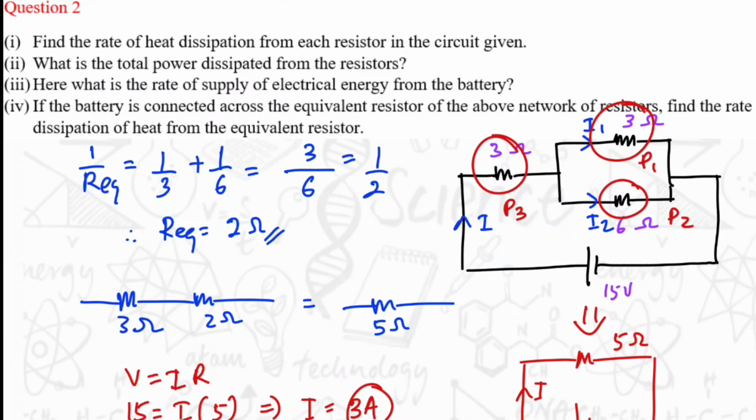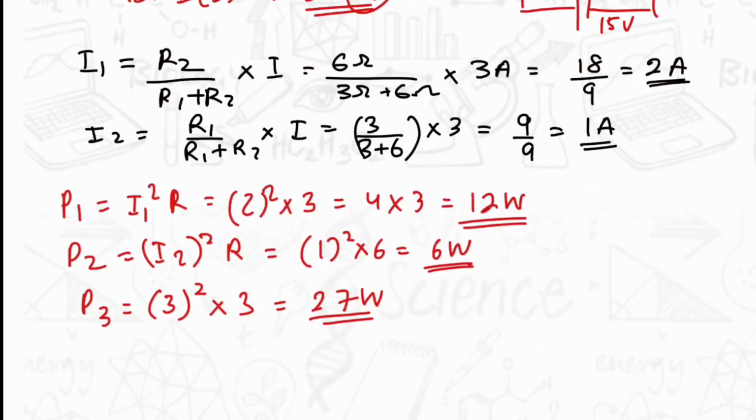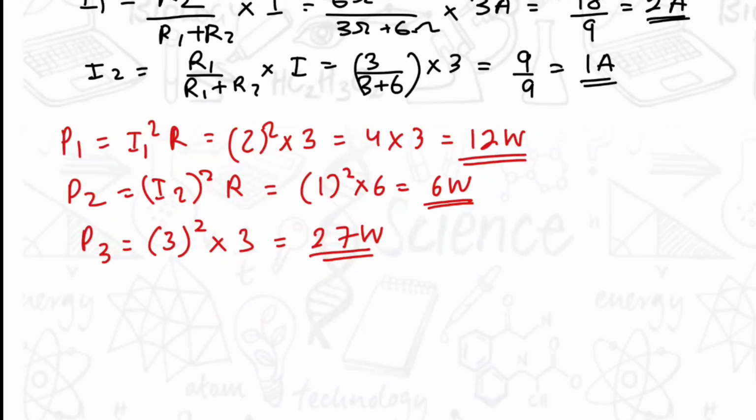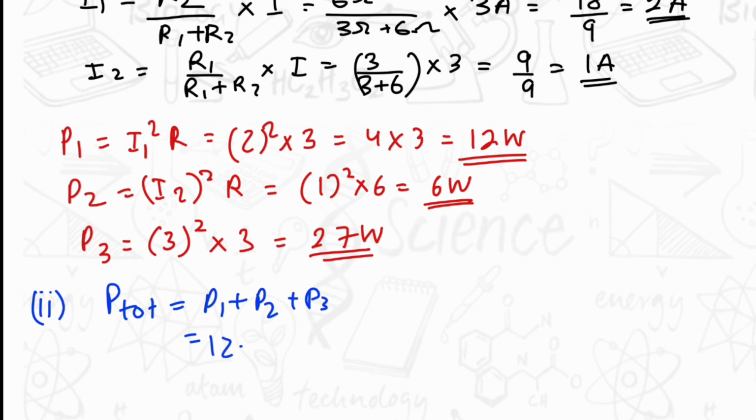Now we have to find the total power dissipated from the resistors. So we have to just add all these. So P total will be P1 plus P2 plus P3, that is 12 plus 6 plus 27 watts. And we get the answer, 45 watts.